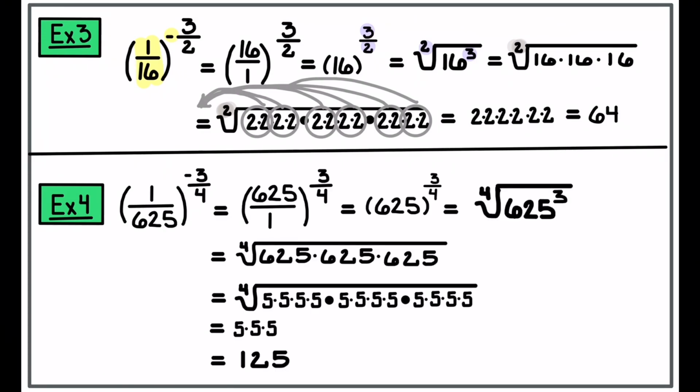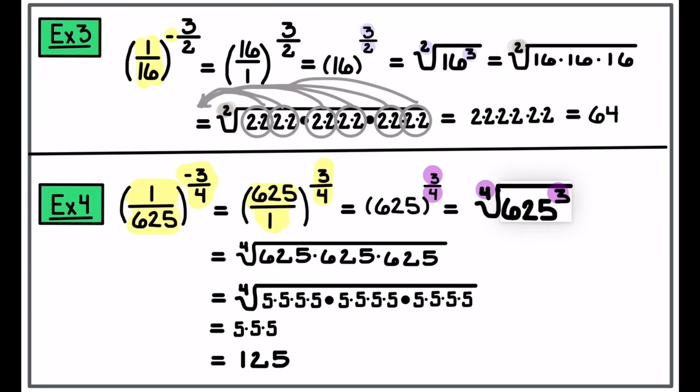In this problem, I need to get rid of that negative exponent, so to do that, I'm going to take the reciprocal of 1 over 625. Now that I have 625 over 1, the exponent is positive. 625 over 1 is 625. Using inside over outside, I'm going to change to root form, the 3 going in the inside and the denominator 4 on the outside.